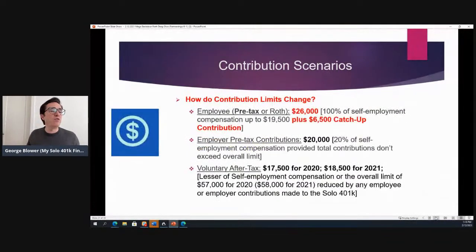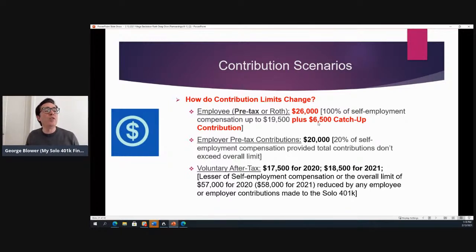So let's assume the person's 50 or older. So how do things change? So instead of making a $19,500 pre-tax contribution as an employee, now the person could do 100% of their self-employment compensation up to $26,000 as a pre-tax. They still do the 20% of the $100,000 as an employer pre-tax, giving them $46,000 in their pre-tax sub-account, and then they do the difference up to the overall limit.